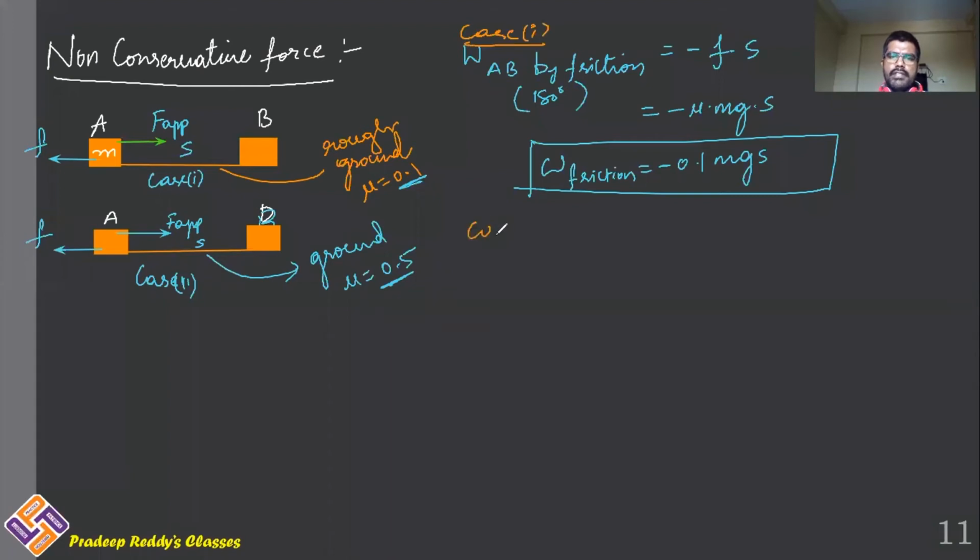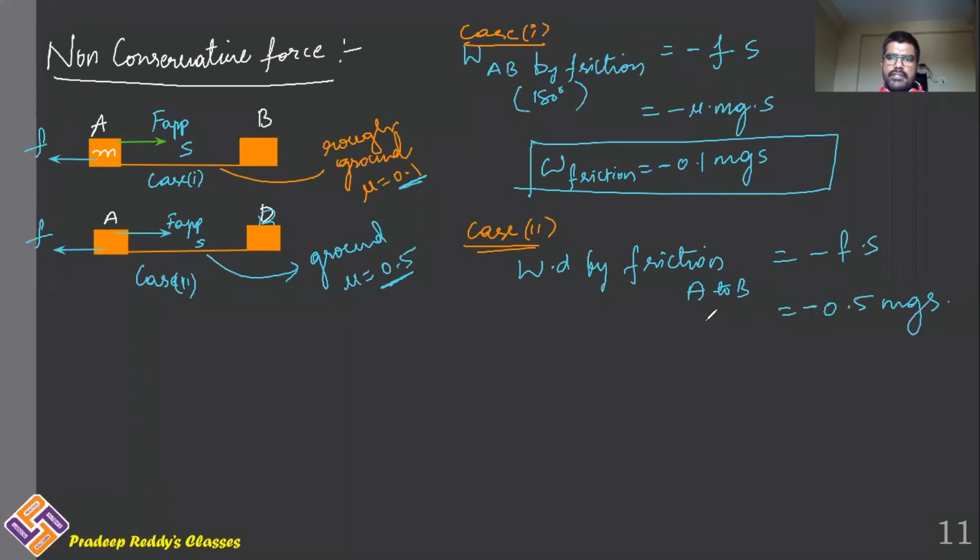In case 2, what we shall get? In case 2, you can write it as work done by friction in between A to B, which is equal to minus F dot S, that is minus 0.5 mg into S. This is work done by the friction in the second part. So that is work done by the friction in case 2.